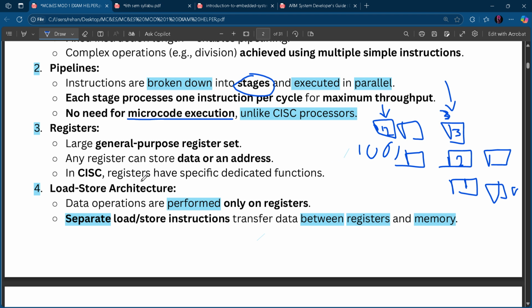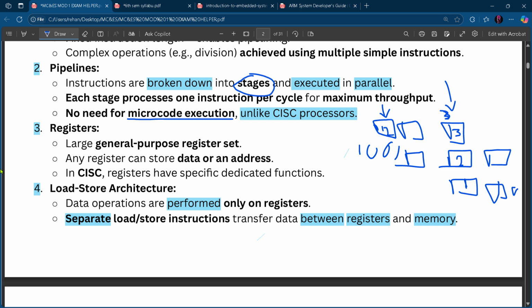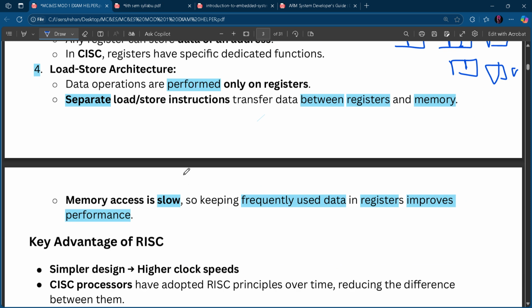Okay, and in CISC, registers have specific dedicated functions. So they have highlighted both the things over here. They have spoken about RISC, and then they have also shown the comparison of CISC. We know that it uses a specialized set of registers, right? Few specialized registers like that. You can also talk about how many registers are there and all that.